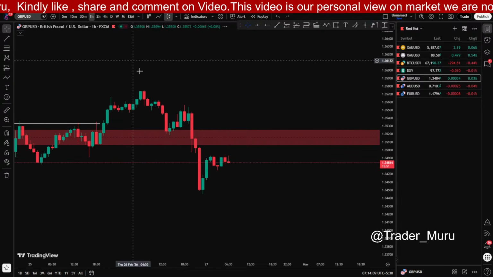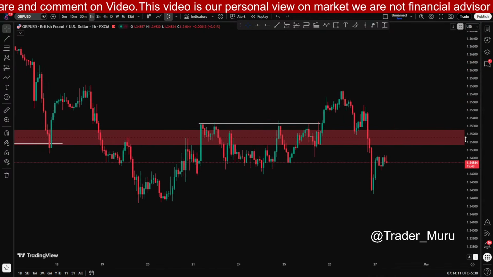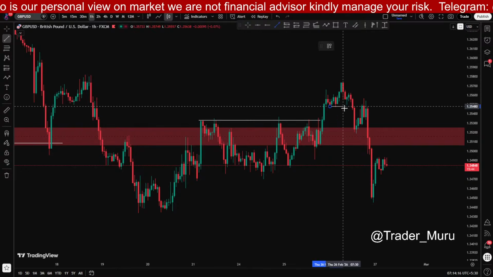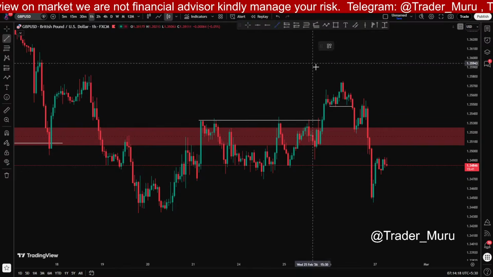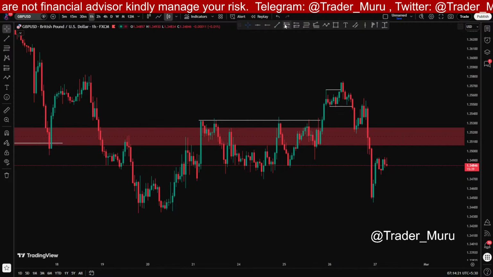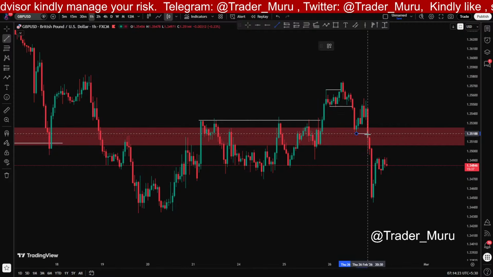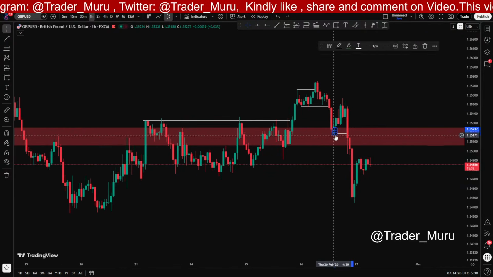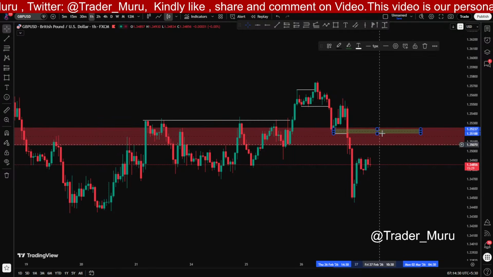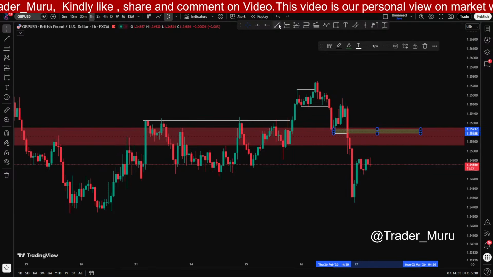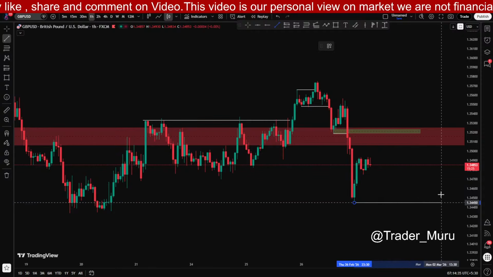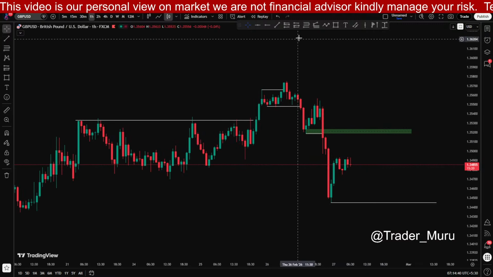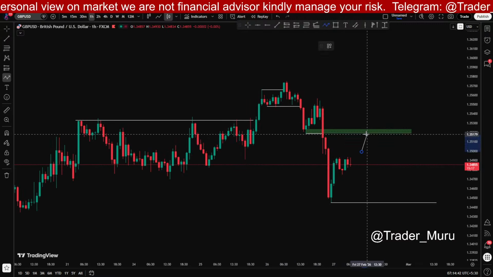One hour time frame have developed a change of character. Okay, this is change of character. This is your breakout structure, and this is your resistance area right now. So if price test here, it will be a sell confirmation for this target, like this.